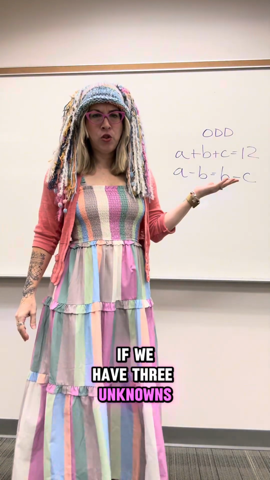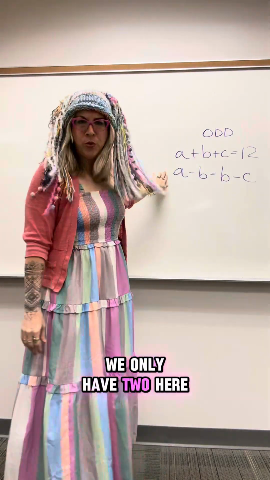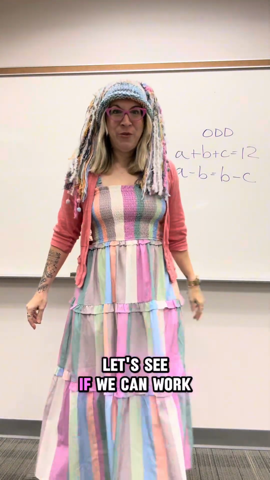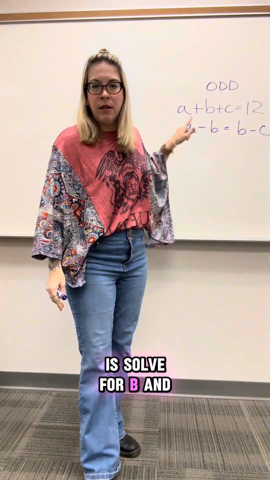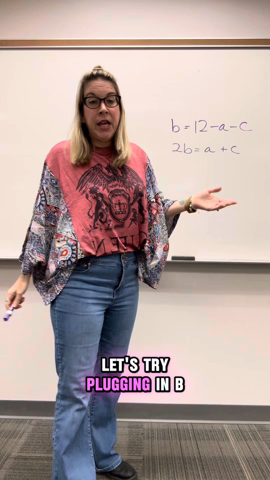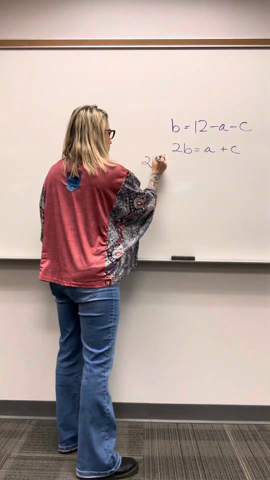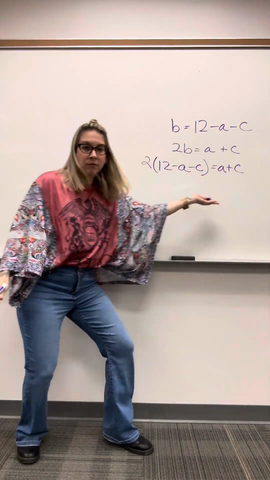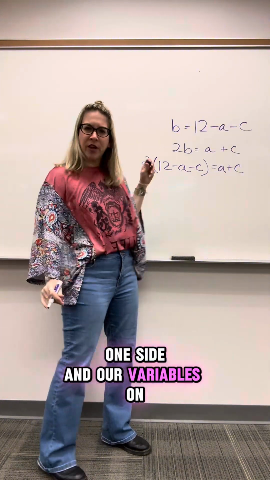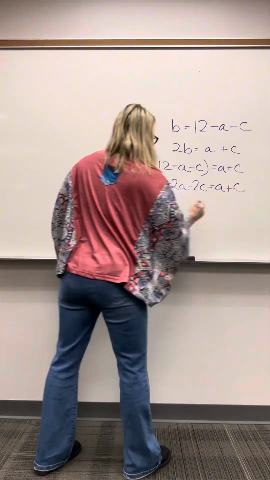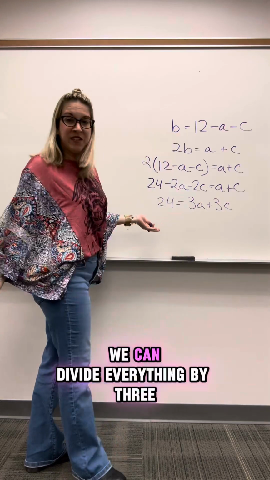If we have 3 unknowns, we're going to need 3 equations. We only have 2 here, but we have a clue. Let's see if we can work it out. So let's try some things. What I'm going to do first is solve for b in each equation. Let's try plugging in b here. Now let's distribute the 2 and put our constants on one side and our variables on the other. We can divide everything by 3.